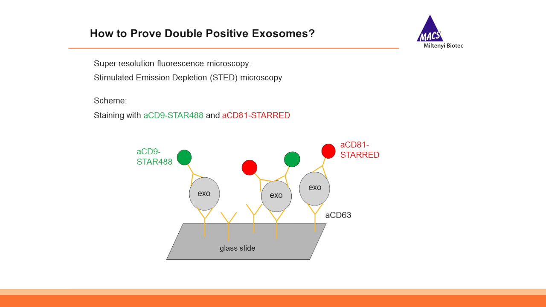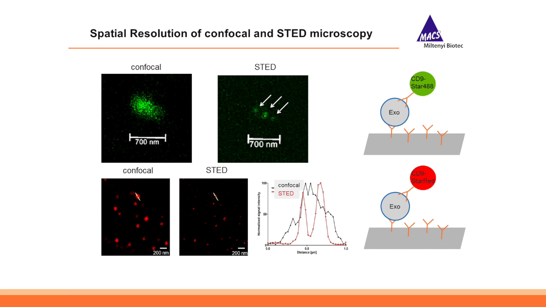Of course, to prove that these are really single exosomes, you need a sufficient resolution in the microscopy, and this is shown in the next slide. Here we compared confocal microscopy with the high resolution STED microscopy, and as you can see in the first picture, in the confocal microscopy, you see just one large blob. And if you improve the resolution, then you see that these are 3 separated exosomes. So we can discriminate this.